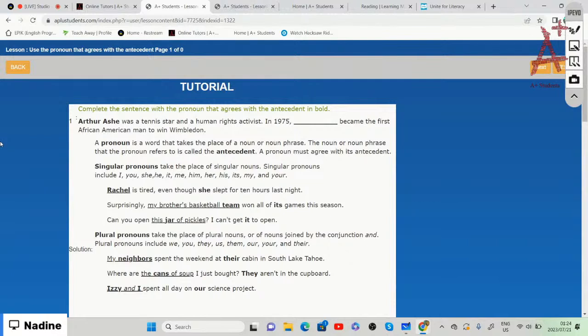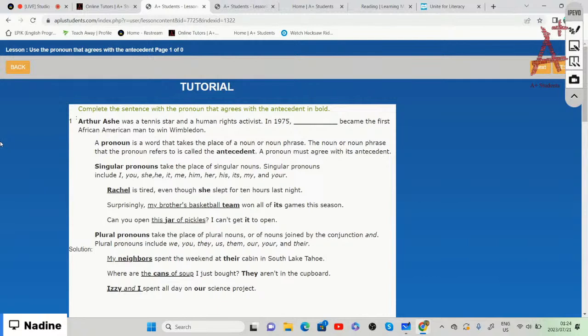So it's like saying John and I, Jack and Jill, right? So the conjunction is in between the two words or the two nouns, which is "and," right? That refers to more than one person or more than one thing that we are talking about, right? So a plural pronoun takes the place of a plural noun or plural nouns, or nouns that are joined by the conjunction "and."